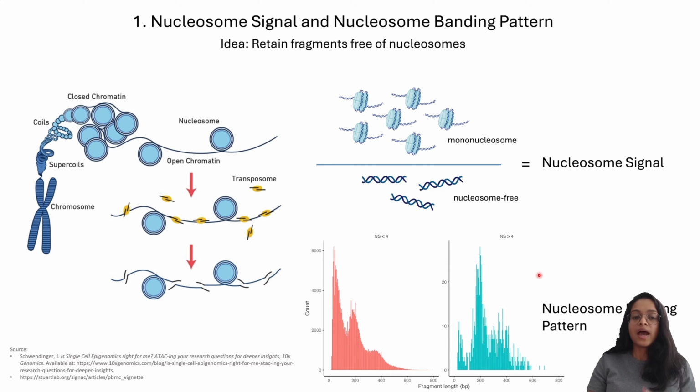We can compare this banding pattern with the banding pattern observed in cells with higher nucleosome signal. As we can see, they have a different banding pattern indicating higher lengths of these DNA fragments, indicating that these must be bound around the mono or the dinucleosomes. This is the banding pattern that we would expect to see, and these are the cells that we would want to retain.